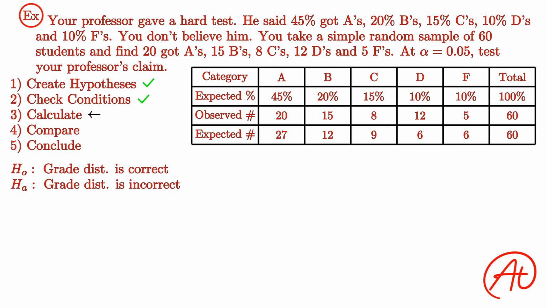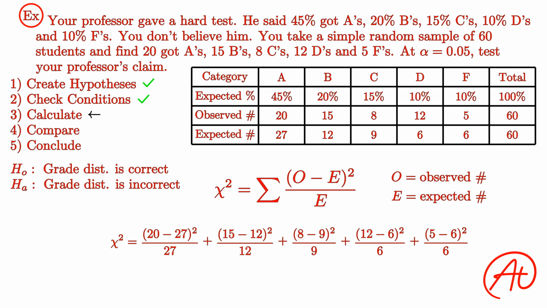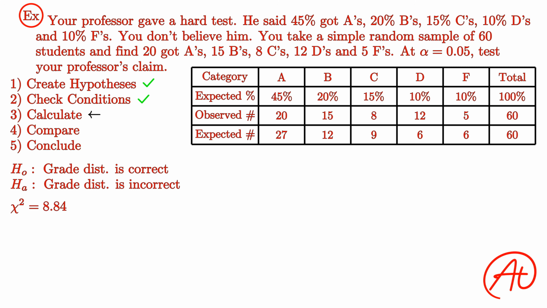More concretely, the formula for chi-square is the sum of O minus E squared divided by E, where O is the observed number of students for a grade, and E is the expected number of students for a grade. Calculating this for our problem, we would plug in the values for each of our grades or categories, and then we would add all of them up. In the end, we find that chi-square equals about 8.84. Now that we have all of this calculated, let's add this to our distribution.